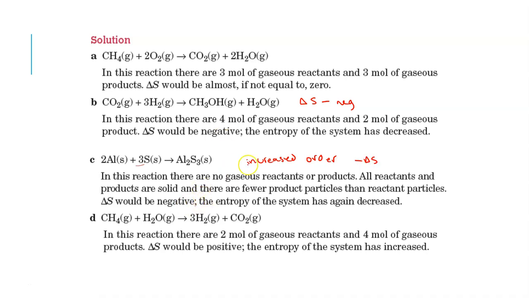And in our last example, we can see that methane with water going to 3H2 and CO2, we have 2 moles of gaseous reactants going to 4 moles of gaseous products. We have increased the number of moles, so we have increased the disorder. Delta S is going to be positive. The entropy of this system has increased.